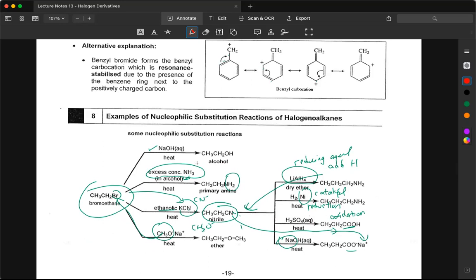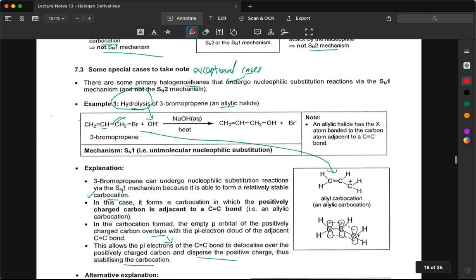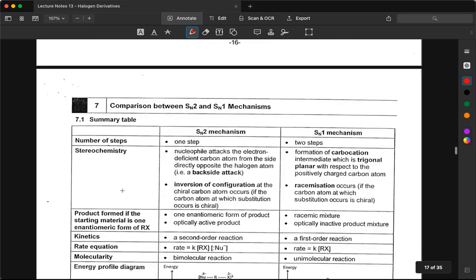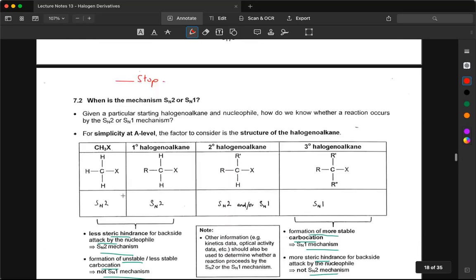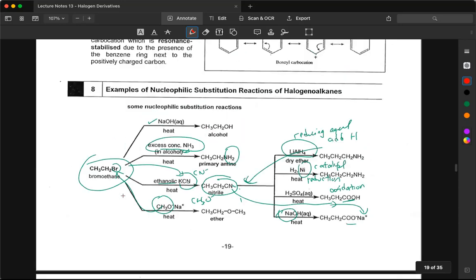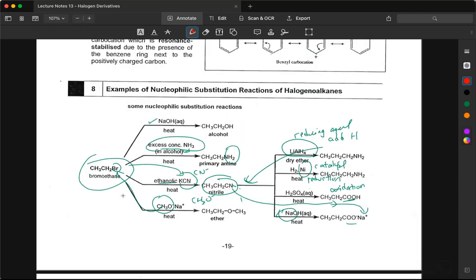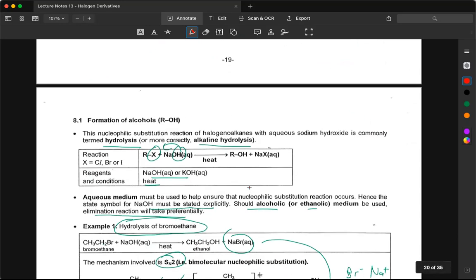So these are examples of nucleophilic substitution reactions of halogenoalkanes. So far we have covered the general characteristics of SN1 versus SN2, but we haven't gone into the specific reactions. So this is a summary of what is going to happen in the next few lessons. Bromoethane undergoes various nucleophilic substitutions with these reagents to form the compounds. All right. Now, starting with the formation of alcohol.